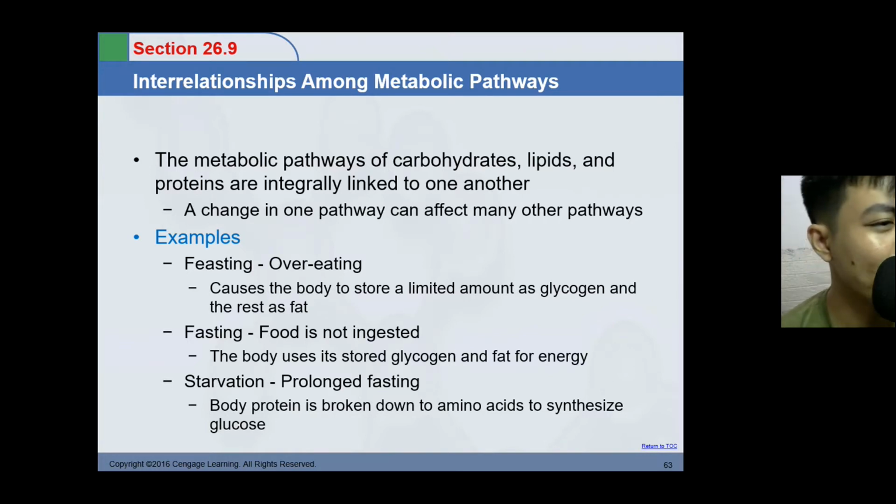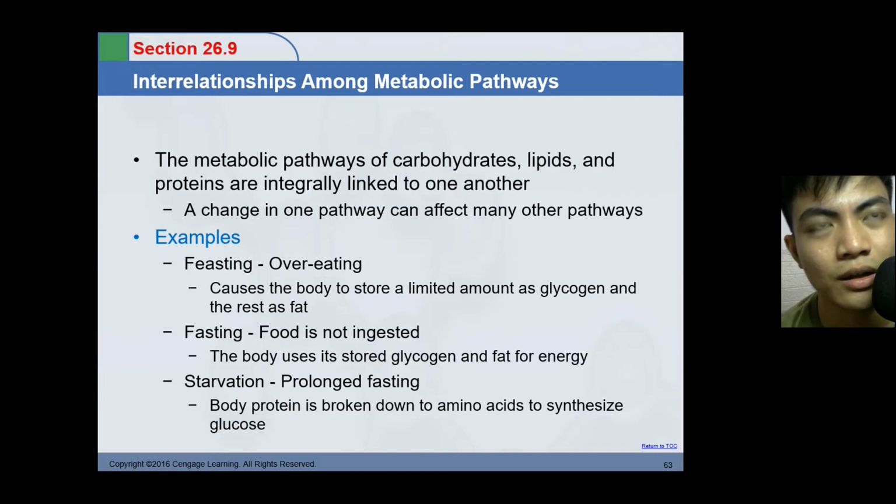Okay? So, yan. Pag fasting naman, di ka kumakain, your body will use the glycogen and fat for energy production. Okay? So, kapag feasting or overeating, yung body mo, yung mga sobrang glucose and fatty acids, kino-convert niya yun into fat and glycogen, adipose tissue and glycogen. Kaya tayo nagkakabilbil.